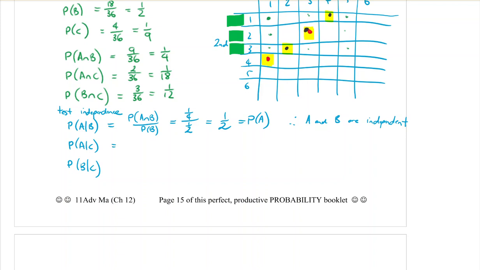Okay, let's try the next one. Probability of A given C. That's going to be the probability of A and C over probability of C. So probability of A and C we worked out was 1 over 18. And the probability of C was 1 over 9. That also equals a half, which is also equal to the probability of A. So that means that A and C are independent.